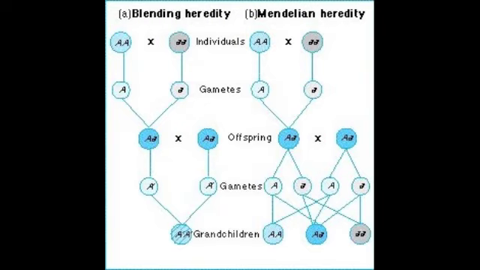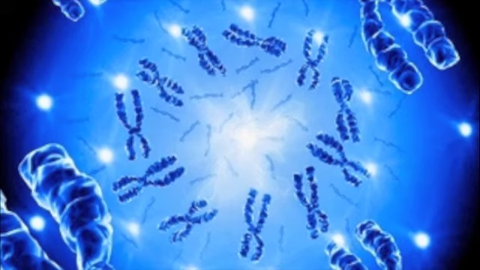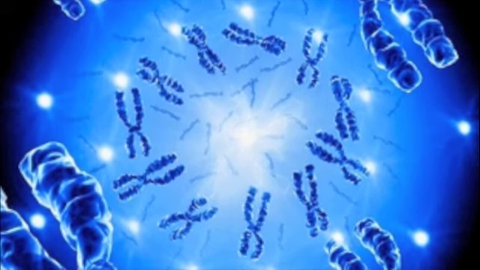Wait, before class is dismissed, a phenotype is the expression of alleles. Yeah, it is. And genotype is the representation of alleles. Those are the ones you put in the Punnett square that show the outcomes of crosses.